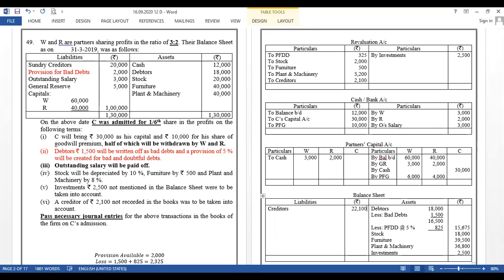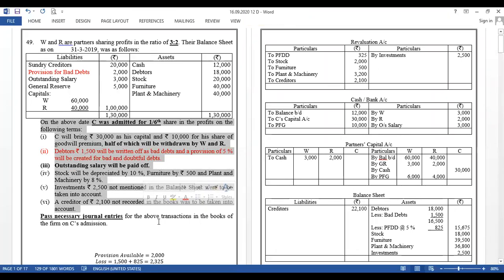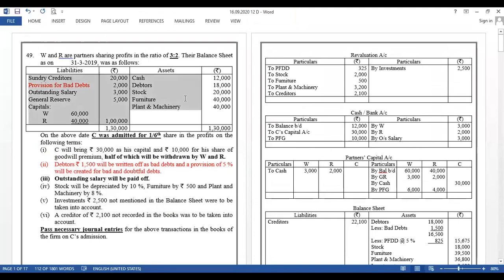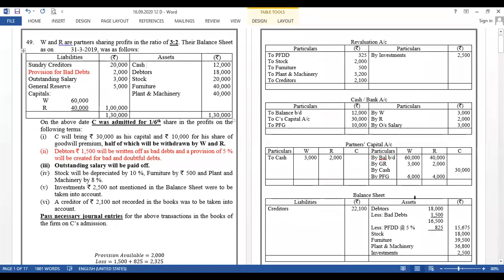Okay, so we are done with the adjustments. This is my first step, to go through the adjustments, and any other sum of admission or retirement. Step 2 is to take the items from the balance sheet one by one. Let us move from the asset side. Cash balance I've already recorded in my cash and bank account. Debtors, we had adjustments. Stock, furniture, plant and machinery, all adjustments were there. So we are done with the amounts over here. From the liability side, creditors, we are done with.